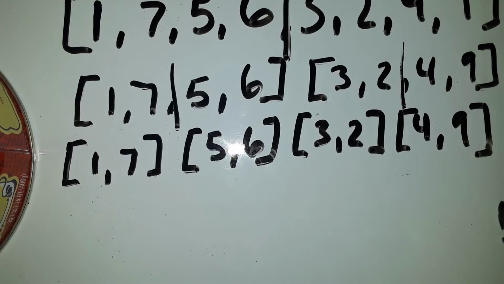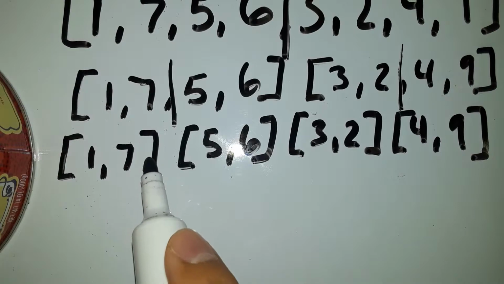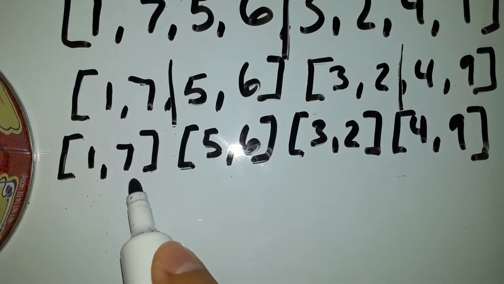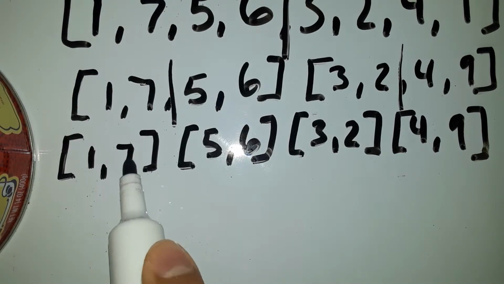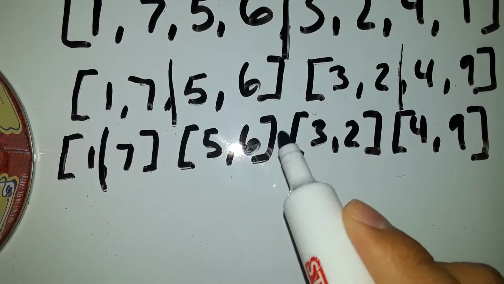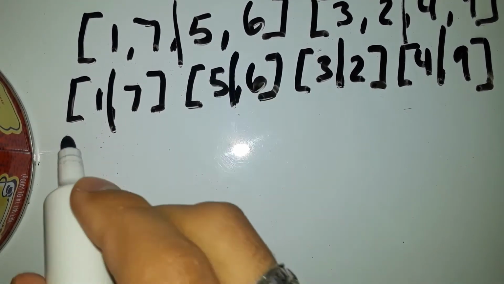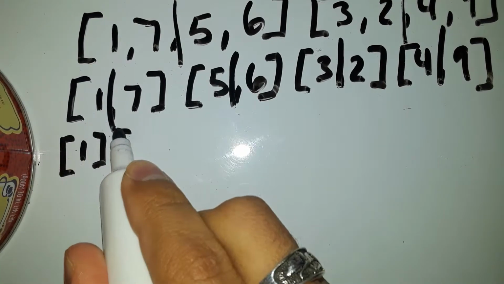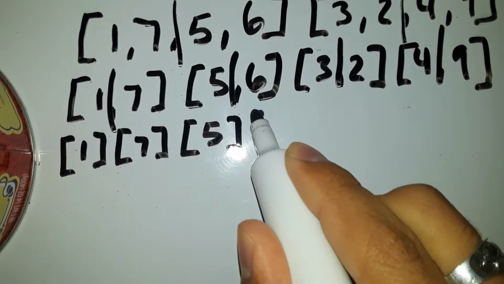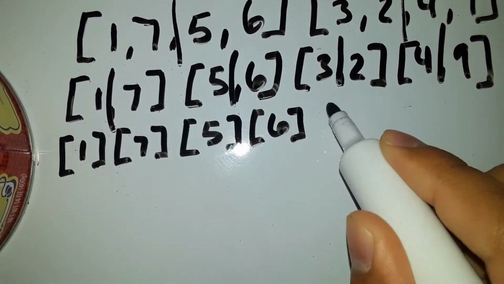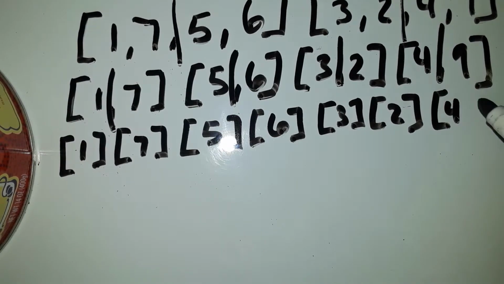Then we're going to split again. These have 2 elements each, so 2 divided by 2 is 1. Right before the index 1 element, we split it. So 0 and 1, we split it here. That's going to be applied to every single one of these since they all have 2 elements. So we split each one into individual elements. We have an array of 1, an array of 7, an array of 5, an array of 6, an array of 3, an array of 2, an array of 4, and an array of 9.